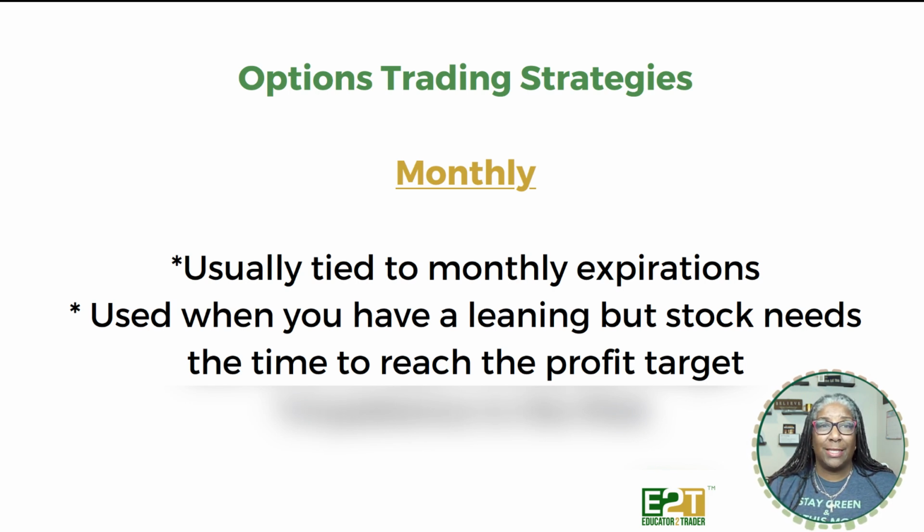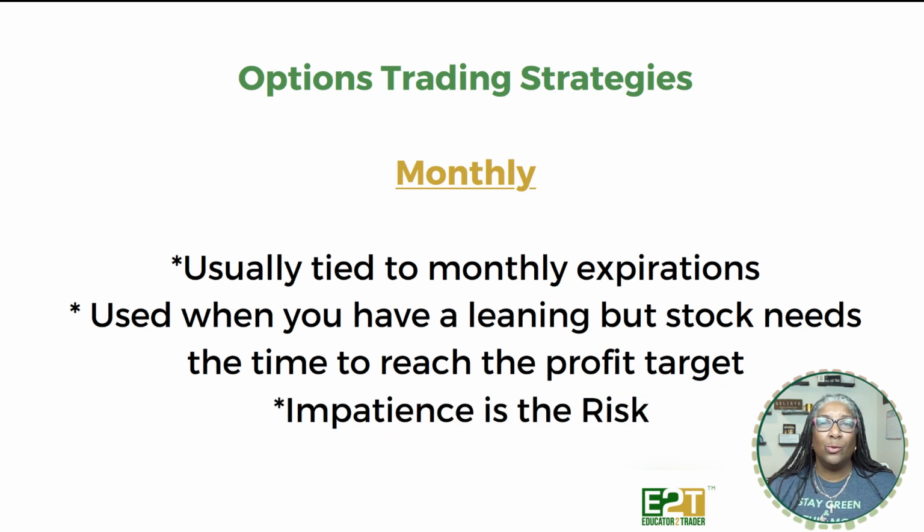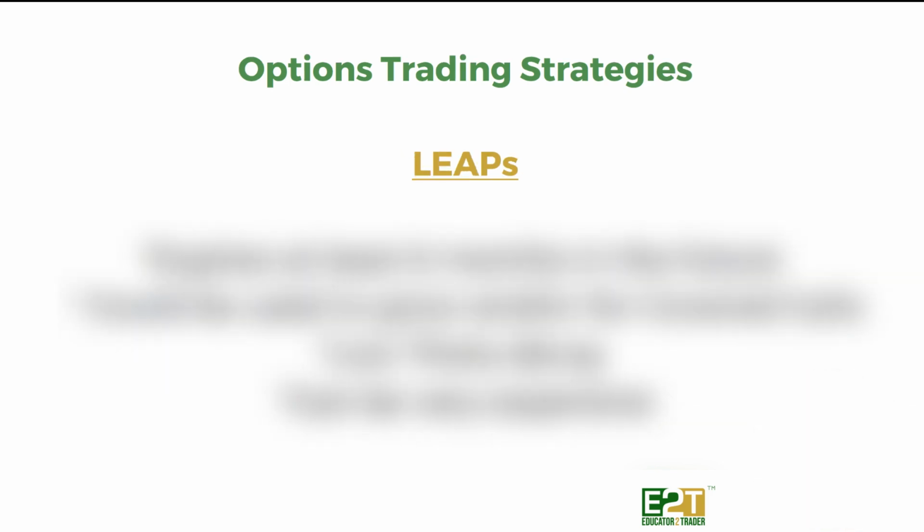You use monthlies there. Our biggest risk with monthlies is the impatience. Psychology is our biggest thing right here, is the impatience of waiting for it to do its thing. But again, I will say, you can close these trades whenever you're ready. The last one of our option trading strategies we're going to talk about in this video is LEAPS.